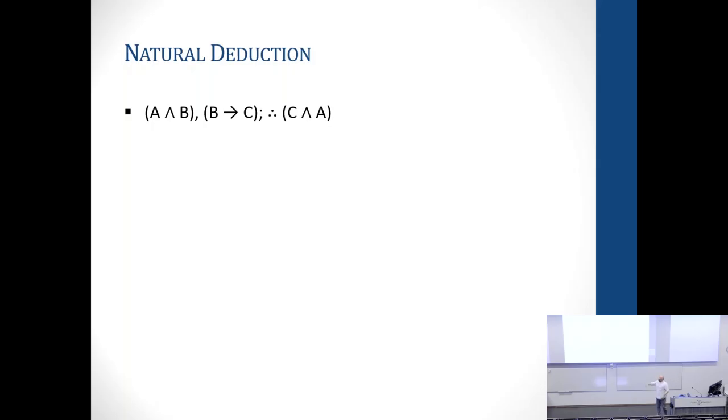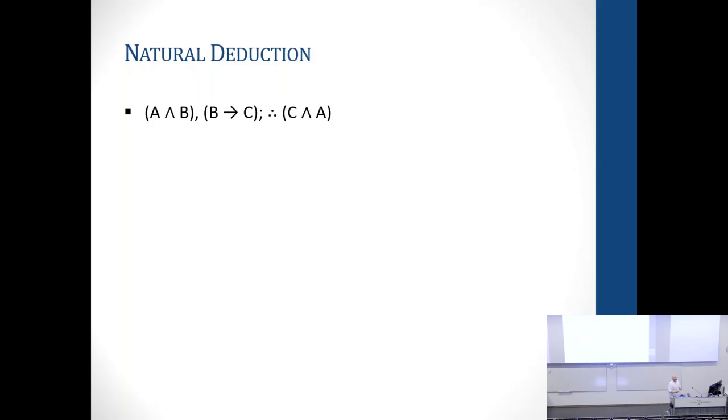So from B and the second premise, we know that C. So now we know that A is true and that C is true. So it's real easy to then go, cool, A conjunction C is true. Bang, we have just derived the conclusion.